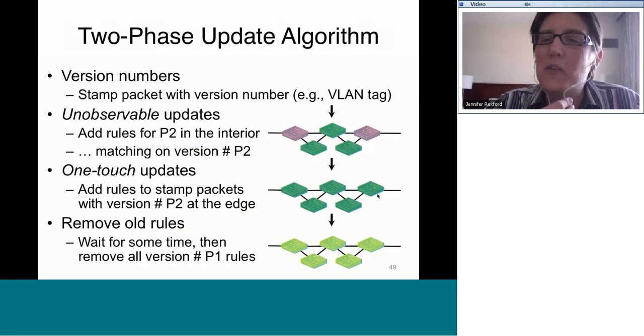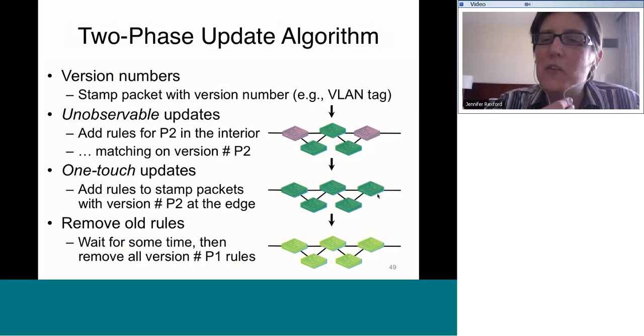So one thing we can do, because OpenFlow gives us a lot of flexibility, is stamp packets when they enter the network with a version number using, let's say, a virtual local area network (VLAN) tag. So the rules that are installed in the network when you install P1 or P2 tag the packets at the ingress of the network with the version number associated with that policy.